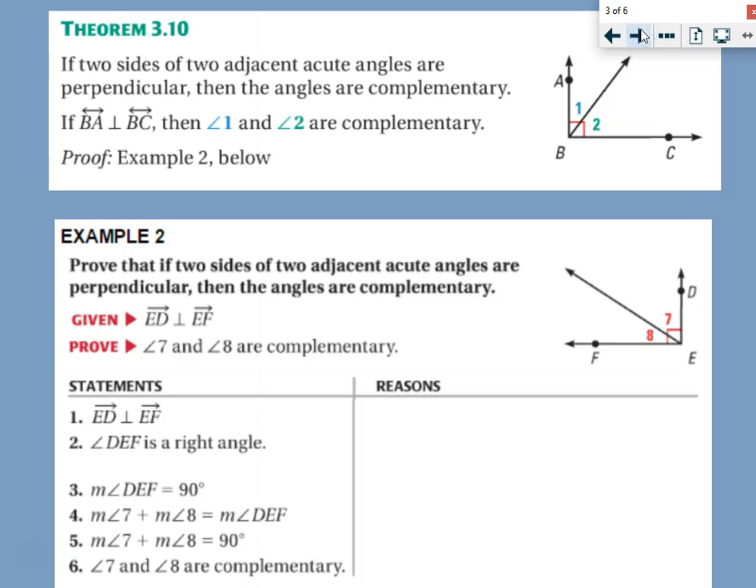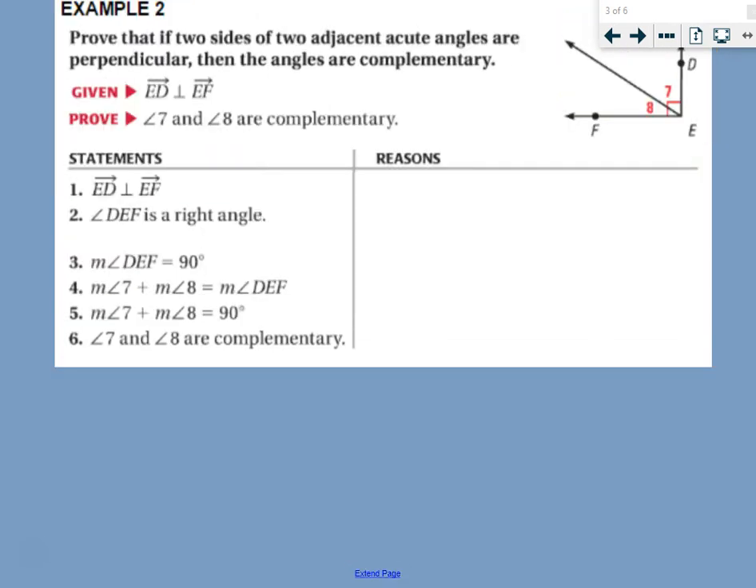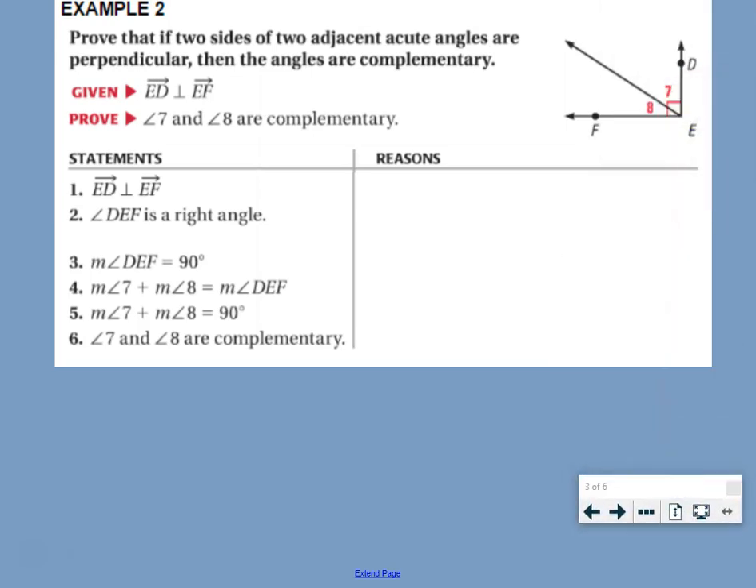Theorem 3.10, if two sides of two adjacent acute angles are perpendicular, then the angles are complementary. So we're saying that the sides of two of our angles make a right angle. Then the two angles that make up that angle should sum to 90 degrees. That should make sense. Since that makes sense, we should be able to write a proof about it. So example 2, we're proving that theorem. Prove that if two sides of two adjacent acute angles are perpendicular, then the angles are complementary.